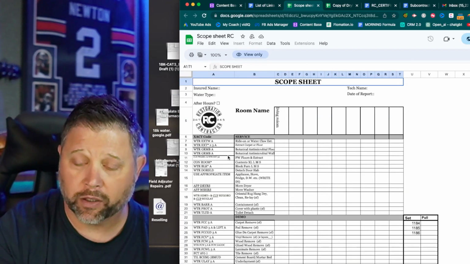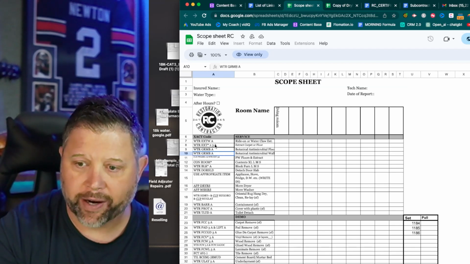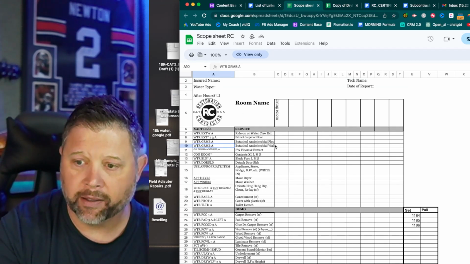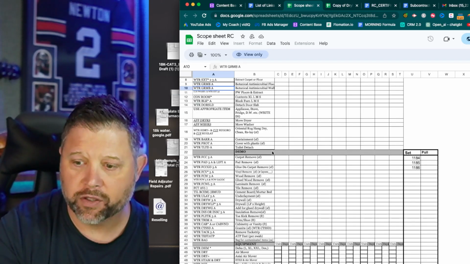It's got a lot of the codes on there as well, but it will have the water extract, WA, right on, or water claw, and this would tell you what room you did it in, and you can just kind of put in the square footage and those things, okay?